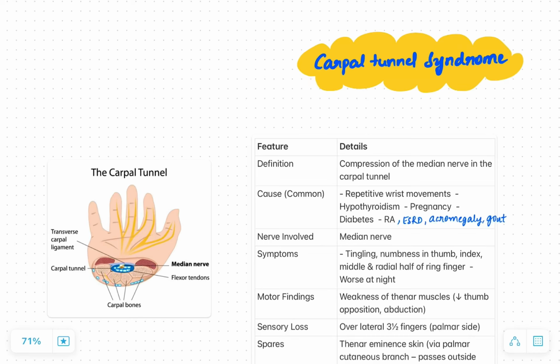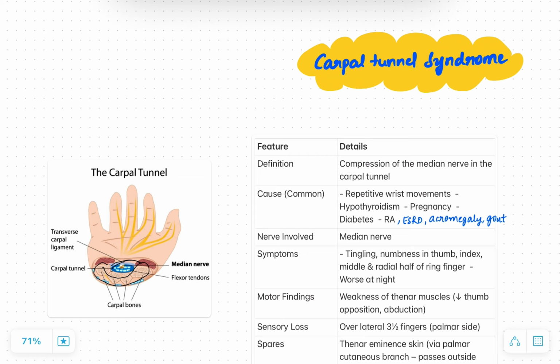Hello everyone, in this video we are going to discuss carpal tunnel syndrome. So what is carpal tunnel? Our wrist has a small space called the carpal tunnel, which is formed by the wrist bones on the sides and on the floor. That is, on the floor and on the sides they are formed by the carpal bones. Superiorly it is formed by the transverse carpal ligament.